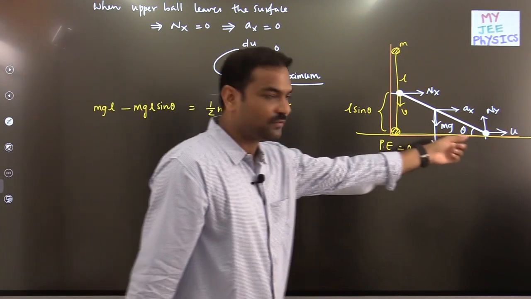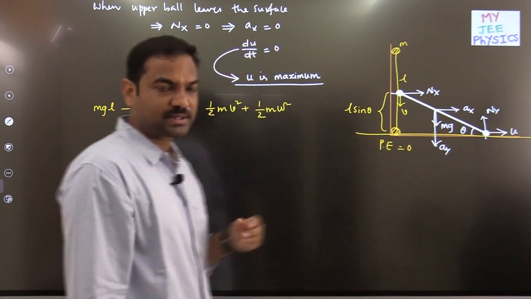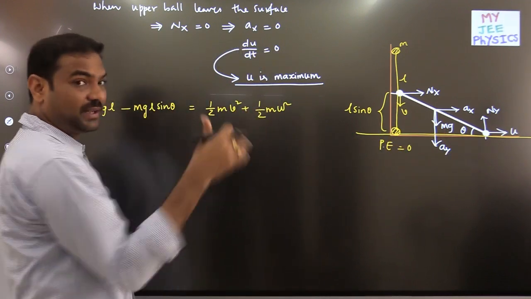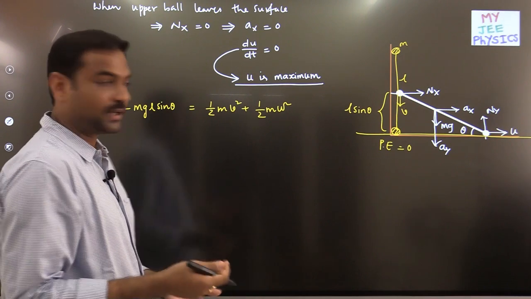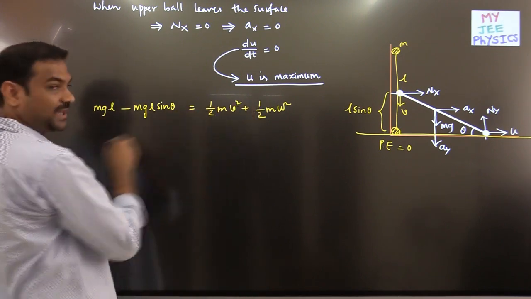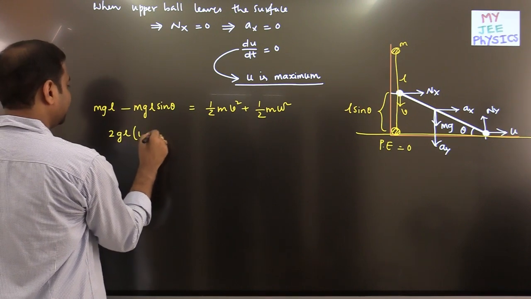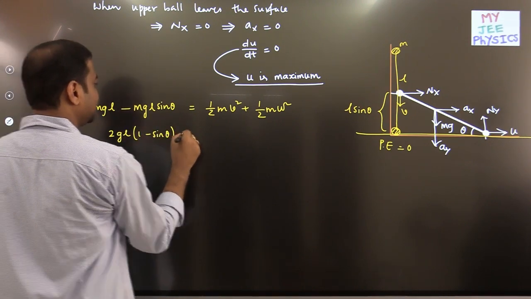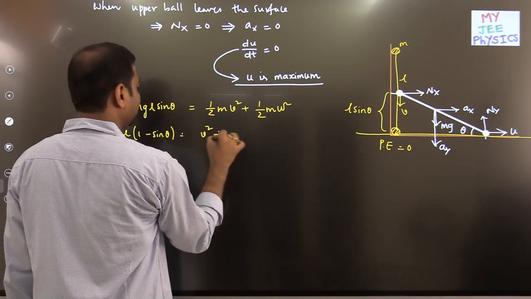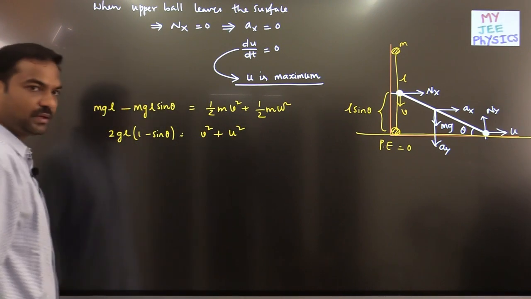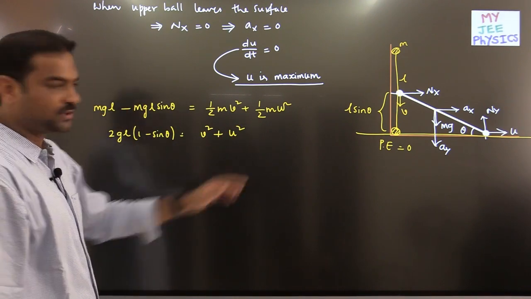But what we require is the u value, or u as a function of some variable. So obviously, what is the function I am taking? Theta. I think you can understand, because if I take x and y, the number of variables or unknowns will increase. So I can cancel the m, I will multiply with 2, then 2gL into 1 minus sin theta is equal to v square plus u square. So this is a key expression for us.